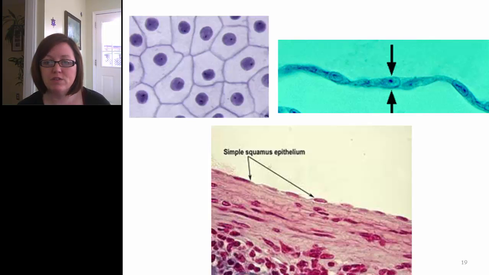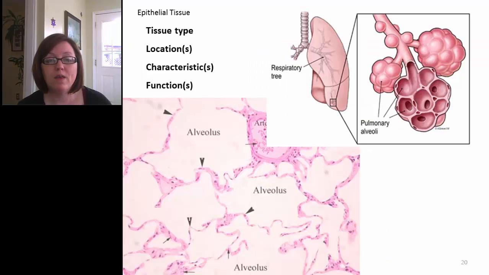One cell layer thick, squished in shape. And down here at the bottom, we're just looking at the cell layer here. And this still is simple squamous epithelial tissue, one cell layer thick. There's a clear apex and a clear base in this example. I'd like to look at this one in a little bit more detail.